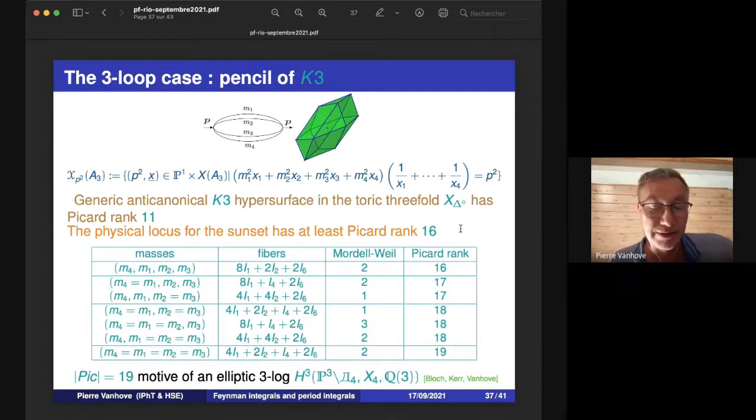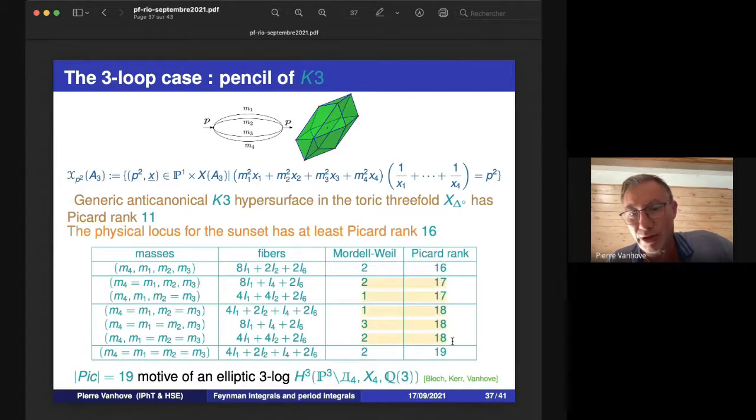with Chuck and Andre, that the fibers of the elliptic fibration are these, and depending on the way the parameters are selected, the fiber type changes, and the Picard rank goes up to 19 when all the parameters are the same. So this is a case where, when 2 masses are equal, 3 masses are equal, it looks pretty much like the same integral as before.